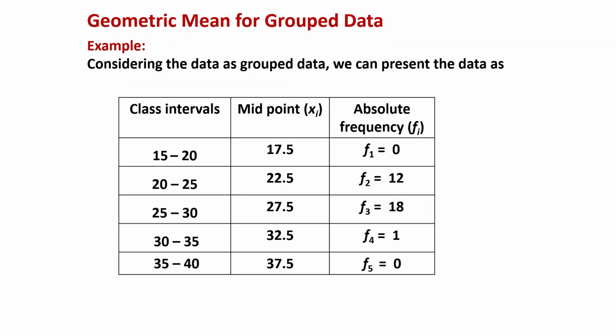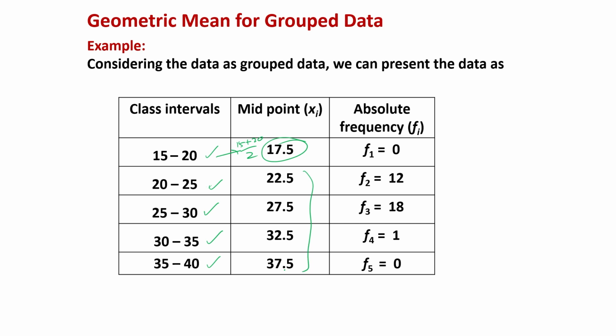And when you consider the same data set as continuous data in the form of class intervals, then we can create these 5 intervals: 15 to 20, 20 to 25, 25 to 30, 30 to 35, 35 to 40, and their midpoints are going to be like, 15 plus 20 divided by 2, which is 17.5.